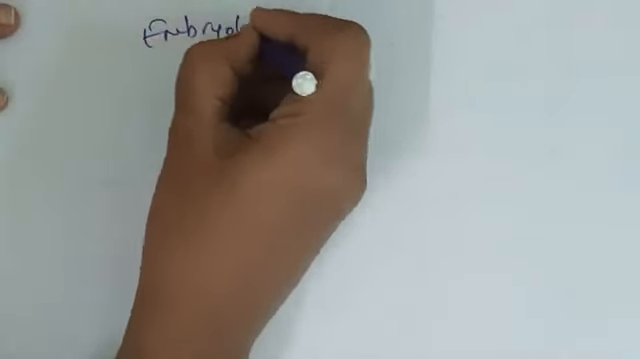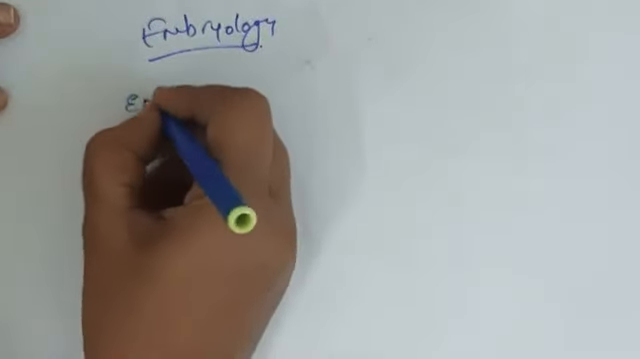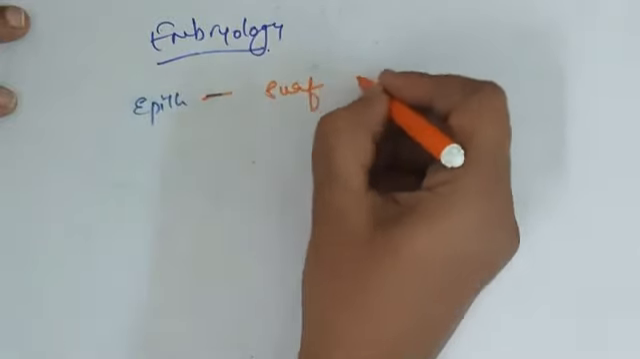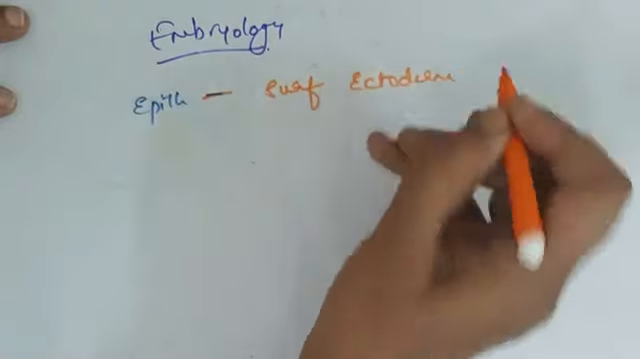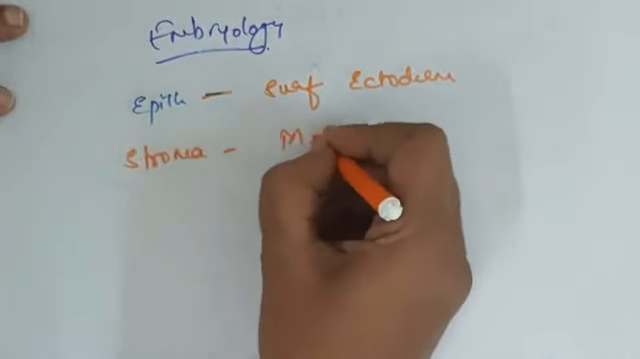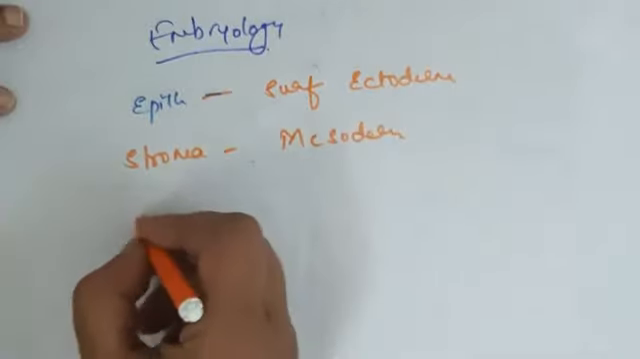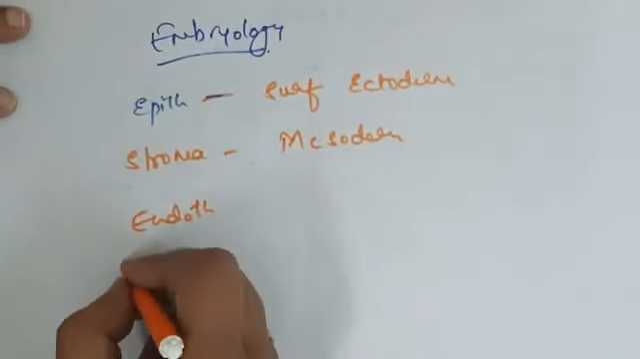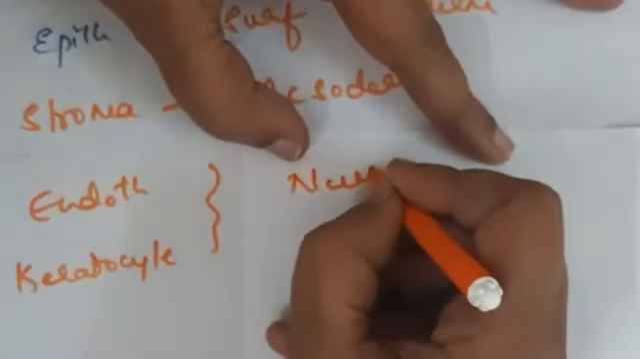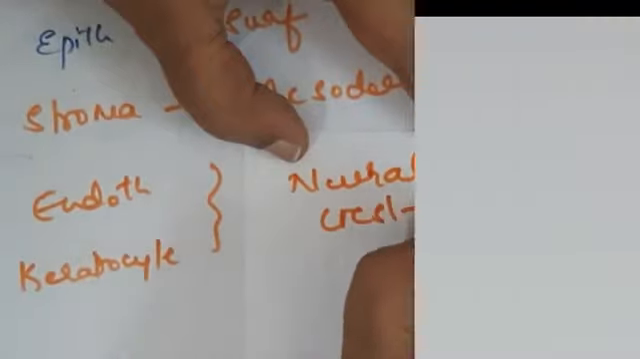Coming to the embryology of the cornea, we have 5 layers of the cornea. I will be describing them later. So from where are all these layers derived? The superficial, that is the first layer of epithelium, is derived from the surface ectoderm. Next, the corneal stroma is derived from the mesoderm, whereas the endothelium as well as the keratocytes which are present in the corneal stroma are derived from the neural crest. So this is about the embryology.